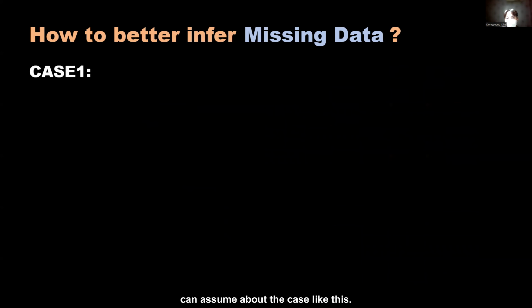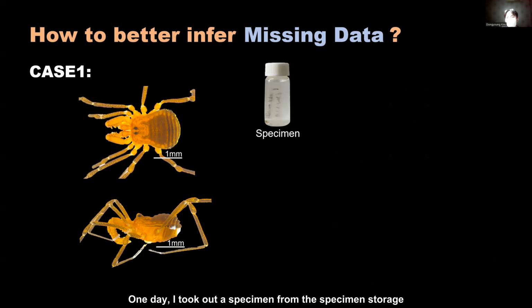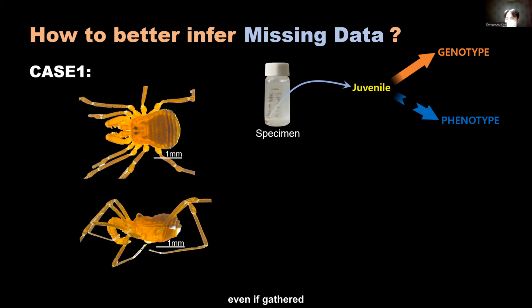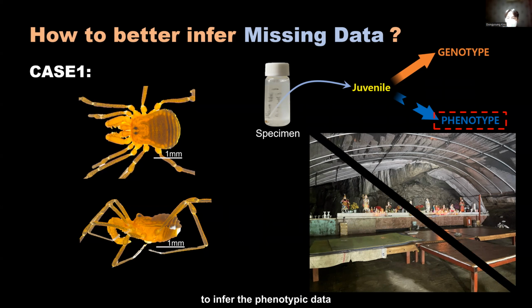We can assume about the case like this. This is a cave-dwelling harvestman that I'm studying. One day, I took out a specimen from this specimen storage and found that there were only samples of juveniles. In this case, genetic analysis can be performed with these samples, but morphological data cannot be used meaningfully even if gathered. So I went to the cave where they collected, but it was illegally occupied and renovated by shamans recently, so I couldn't get any more samples of it. What we can do in this situation is just to use genetic data that we have to infer the phenotypic data as best as we can.